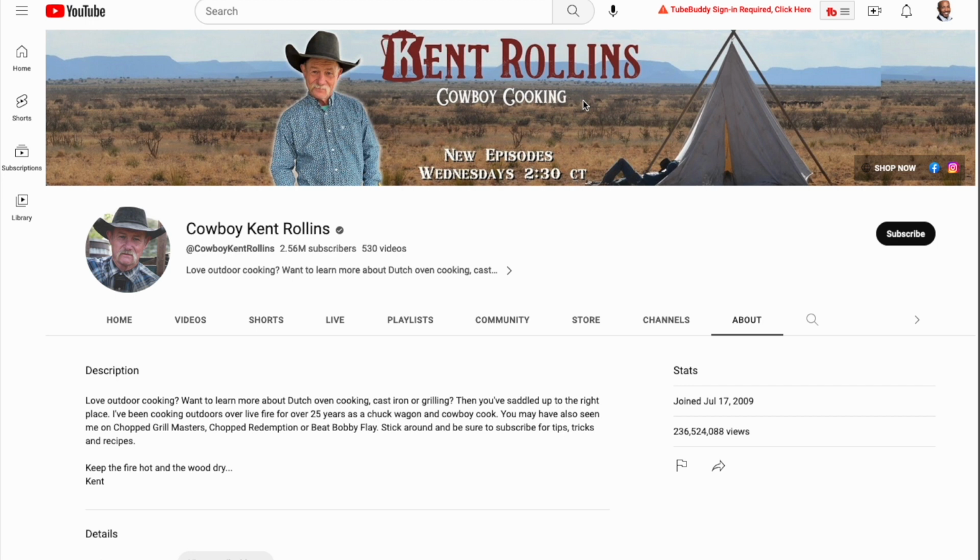You can use Canva for this. It's also worth hiring a graphic artist to design this for you, because it's important to get this right. The information in the center is always going to be visible no matter what platform somebody is using. And this is a place where you can put information that makes it clear what your channel is about. Kent Rollins, Cowboy Cooking, new episodes every Wednesday at 2:30 Central Time. So he's making it very clear to people what this channel is about and what they can expect. And that's an excellent strategy for you to embrace for your channel as well.